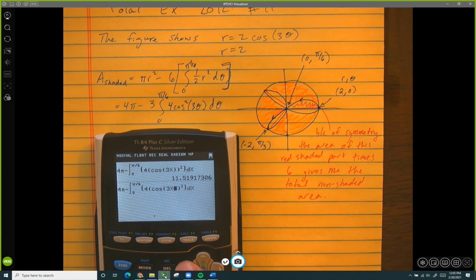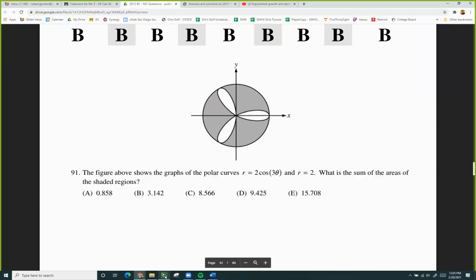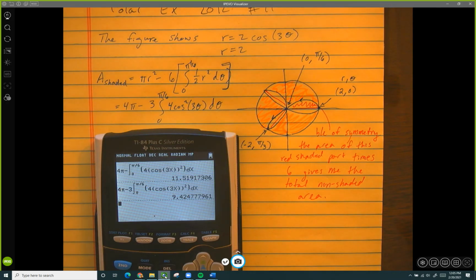And I can just hit second delete and insert that 3. Second delete 3, enter. 9.424. Yeah, I think it works. Thanks, Sava. Thanks, Terrence.